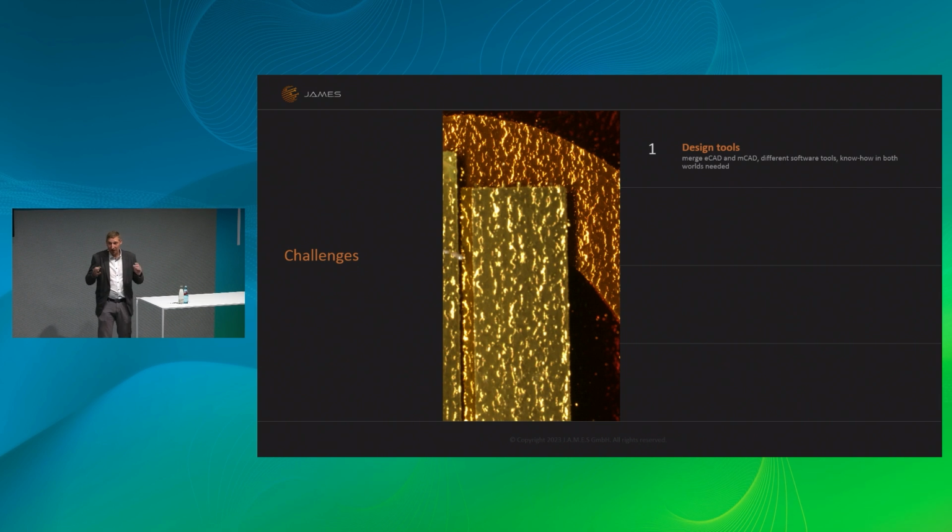We are facing a lot of challenges in this field because the technology is a bit young. So the first challenge we have are the design tools. Currently the situation is you have to use an ECAD tool, you have to use an MCAD tool, and you have to merge it manually.